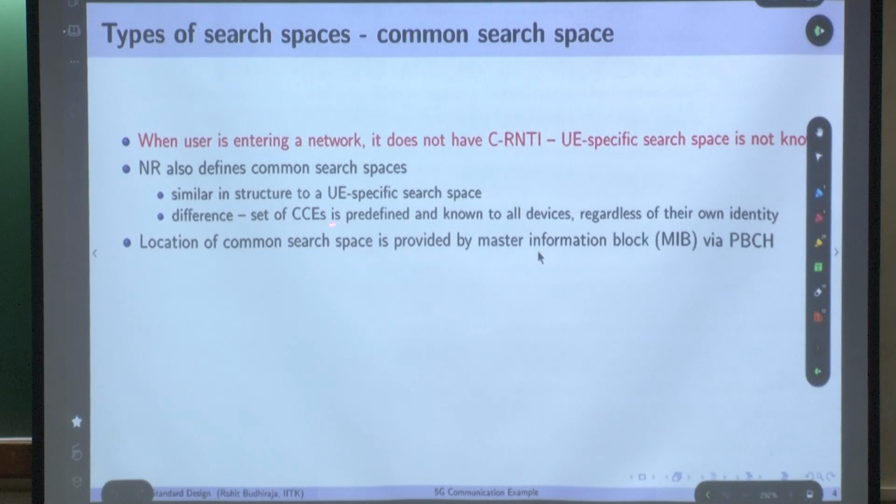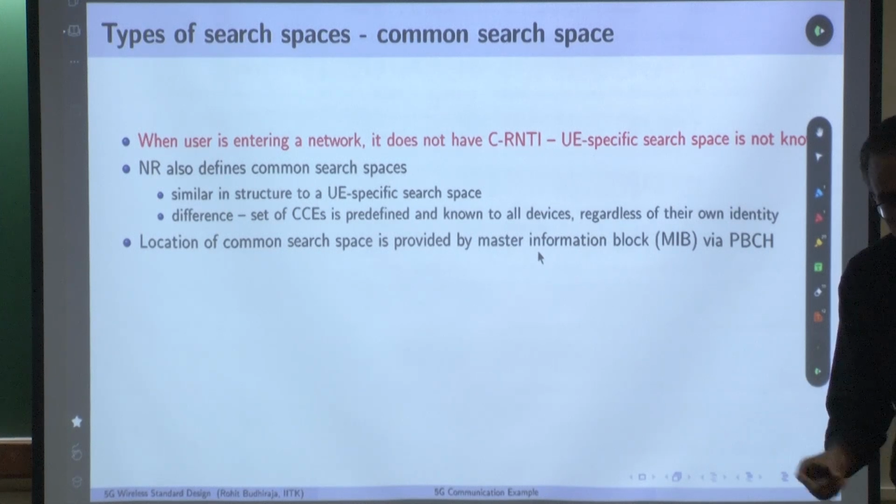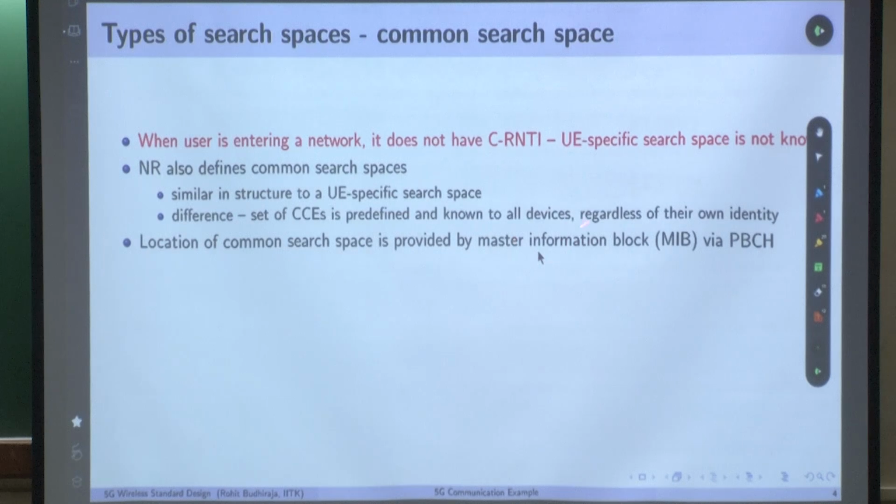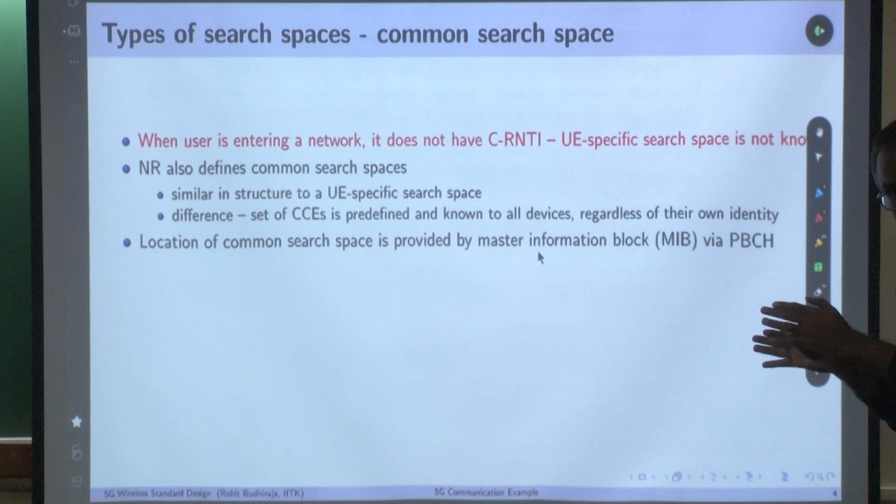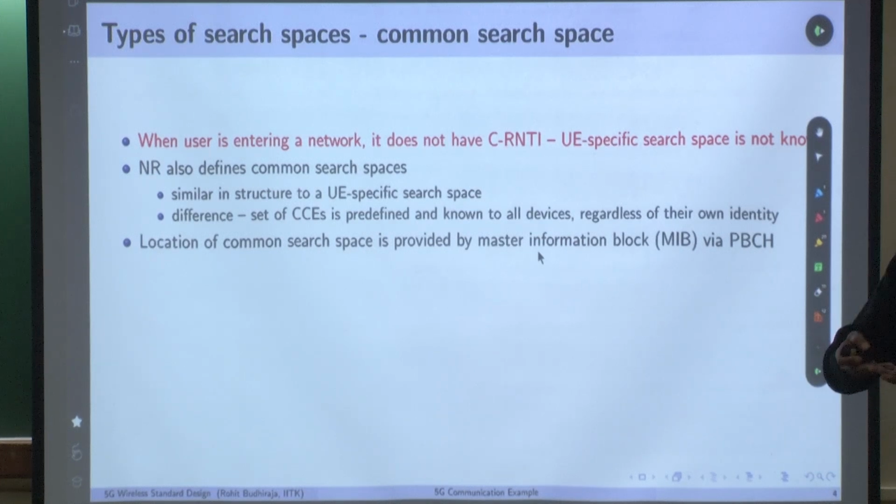How will it know the location of this common search space? It is not ingrained or programmed in the UE. That information is provided by something called the master information block. We are now talking about some other control channel. What control channel did we speak about till now? PDCCH, which is associated with the user's data. When a user is trying to enter the network, it's not bothered about data, it's just trying to connect to the network. So what the base station does is transmit something called the MIB, master information block.